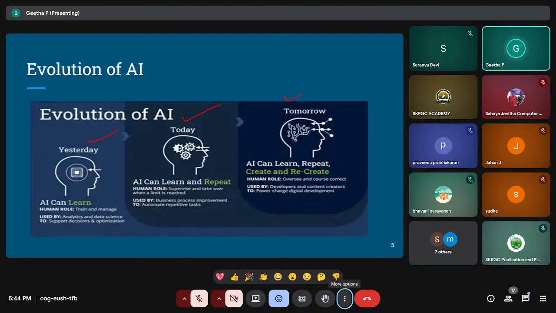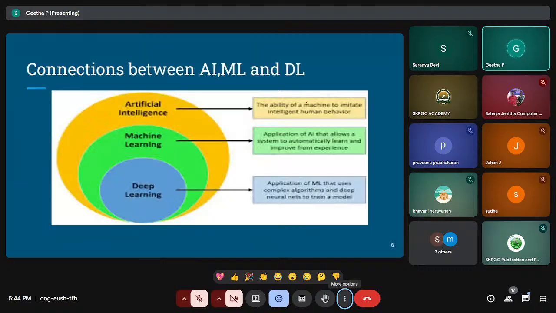Its focus includes self learning, and it will be used in social media and accessibility, or integrated with quantum computing, or integrated with biotechnology. So this is the evolution of AI from yesterday, today, and tomorrow. Now we'll move on to the connection between AI, ML, and DL.